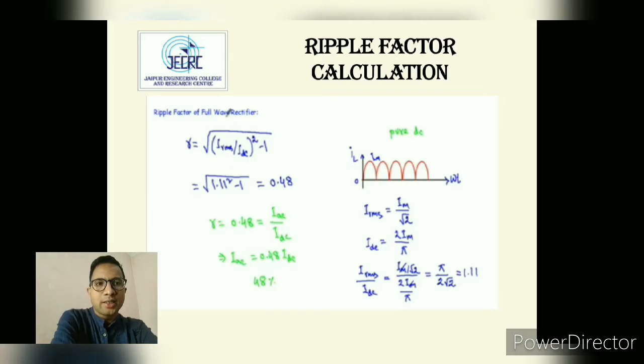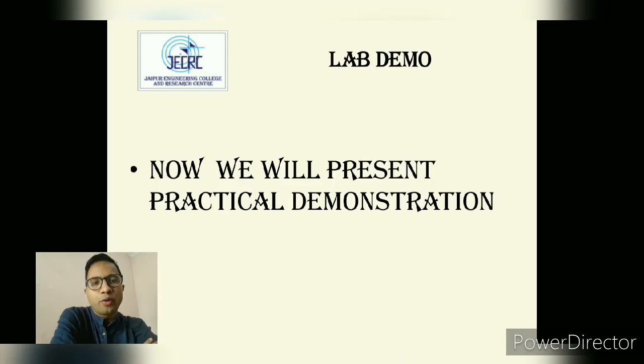It is a ripple factor calculation. In a bridge rectifier, the ripple factor is approximately equal to 0.48 and its efficiency is 48%. Now we will move to the lab demonstration.